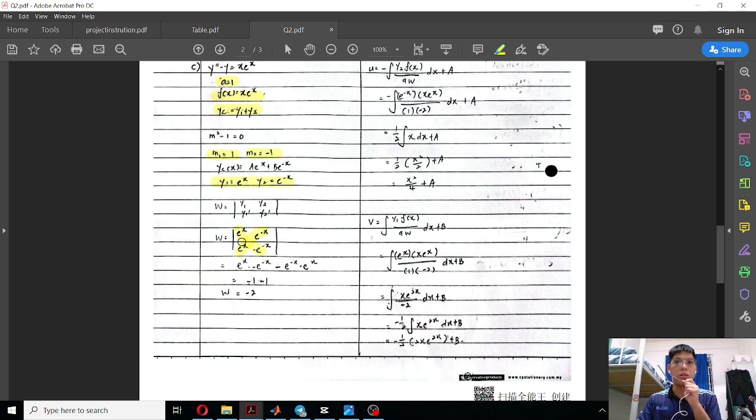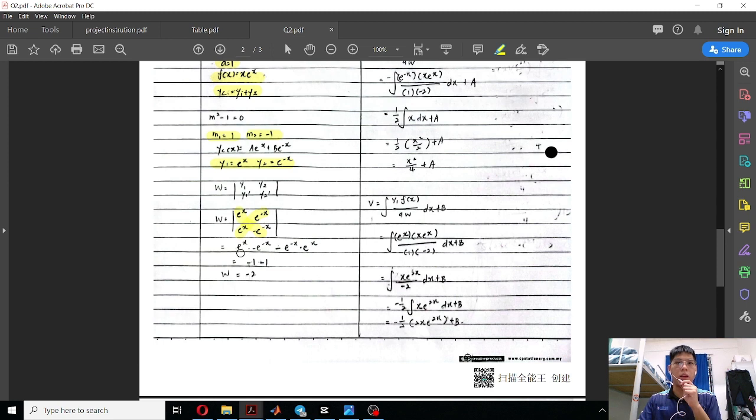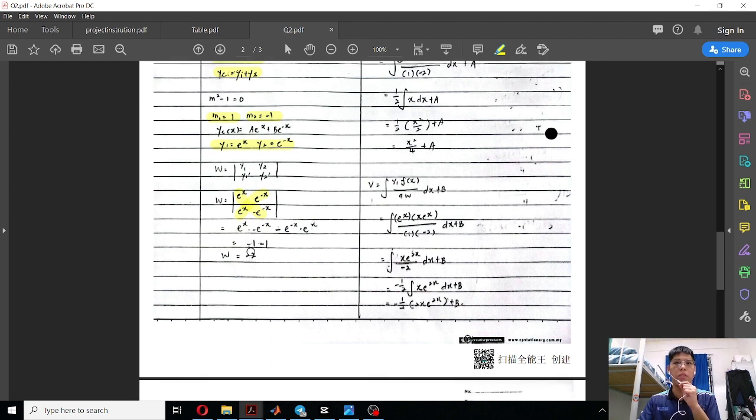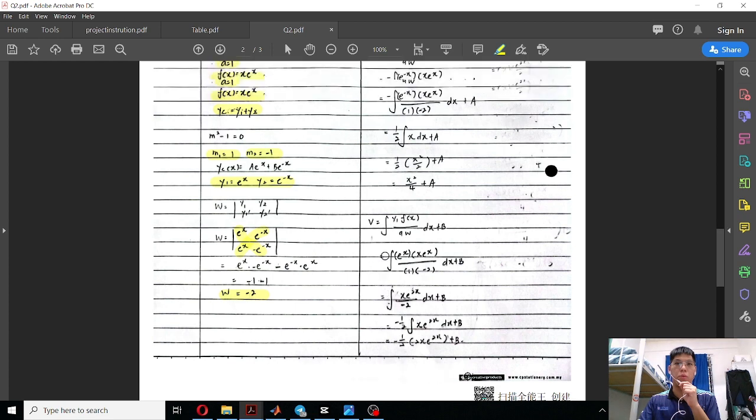So we get y1 is exponential power x, y2 is exponential power negative x, y1 prime is exponential power x, and y2 prime is negative exponential power of negative x. And we just do the multiplication. So we get exponential power x multiplied by negative exponential power of negative x, minus exponential power of negative x times exponential power of x, and we get the final value W equal to 2.